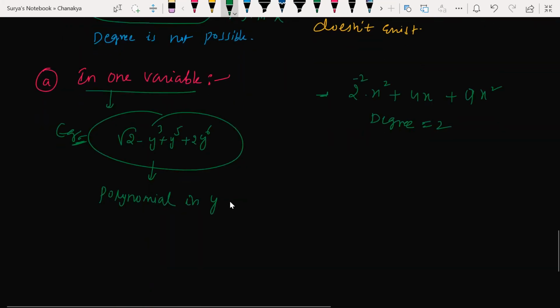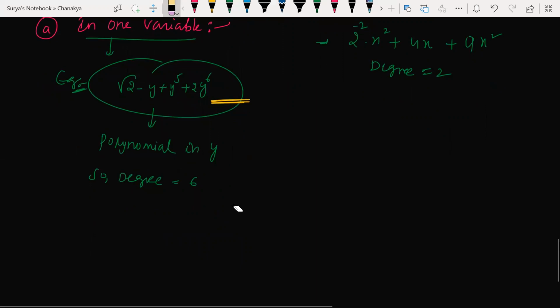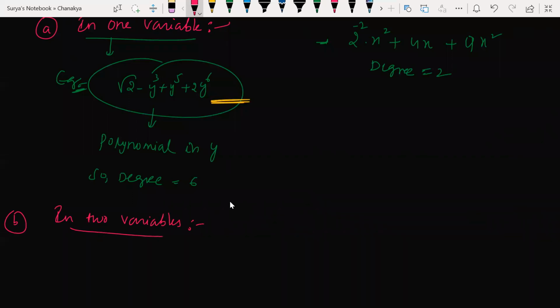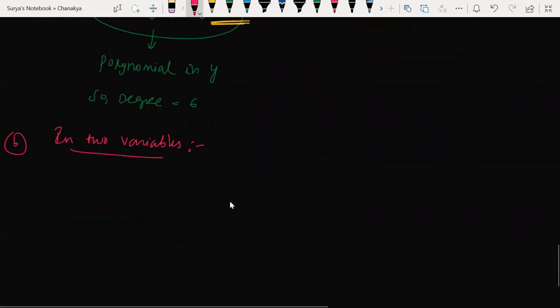In one variable is nothing but having only one variable throughout the expression. Here throughout the expression I have only one variable called y, and the degree of y is what? Degree is 6, correct. The highest power is 6. Very simple. Next we'll learn in two variables. Let's see an example.